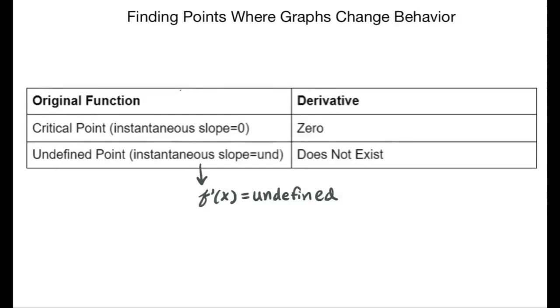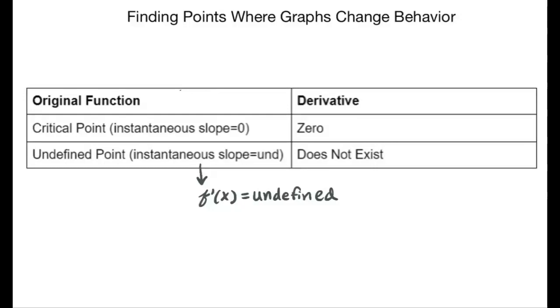Yes, just like with critical points, the graph's behavior must change at the undefined point for the point to be considered significant. However, it is possible for points where the original function and derivative are undefined that the graph does not change behavior. Why are undefined points not the same thing as critical points if they follow the same rules?